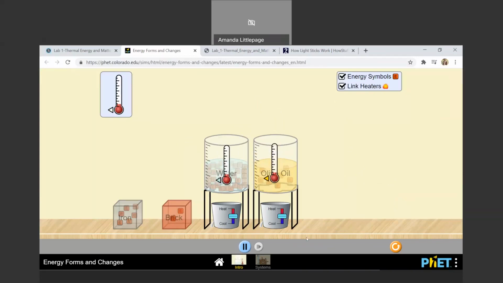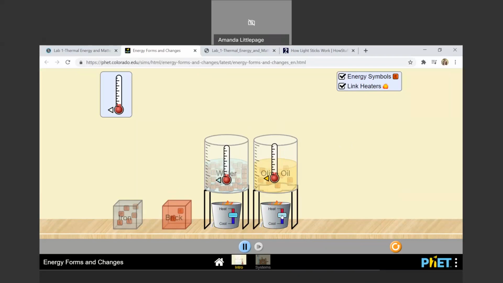Now that we've done that, notice when you click the energy symbol, you see these little letter E's. That represents the energy that is stored in each of these types of materials. So you can see iron has some energy, brick has some energy, so does water and olive oil. Now that you can see that, let's crank up the heat and add energy to these systems and observe what happens.